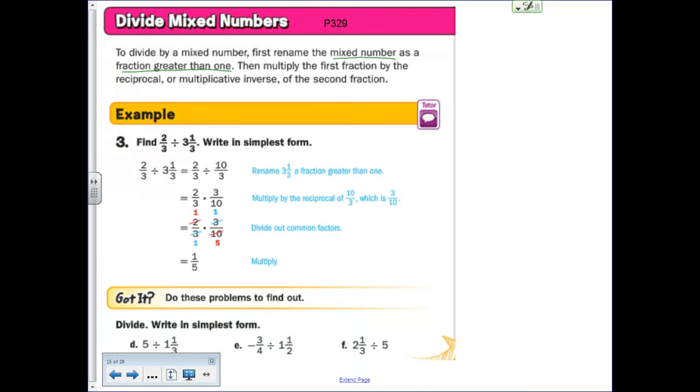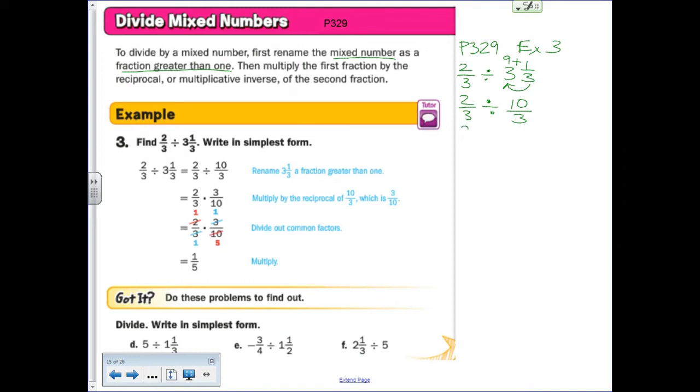So just like with multiplication, when we go to do page 329, example 3, we need to change our mixed numbers into improper fractions. So I have 2/3 divided by the mixed number 3 1/3. I will rewrite the problem, 2/3 divided by 3 times 3 is 9 plus 1 is 10 over 3.